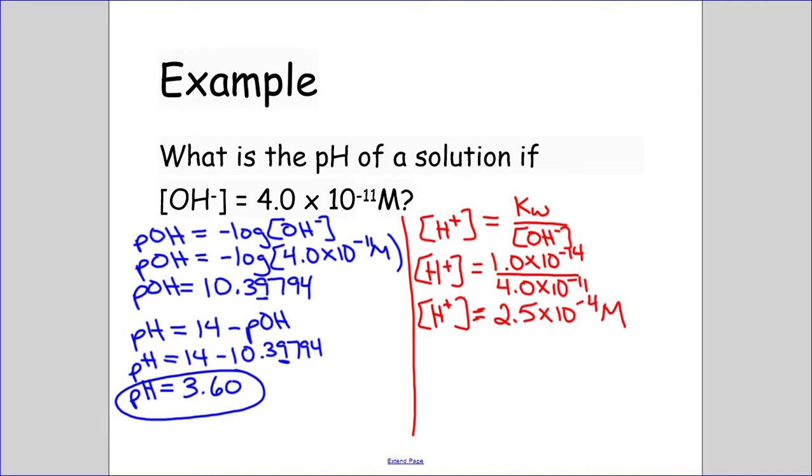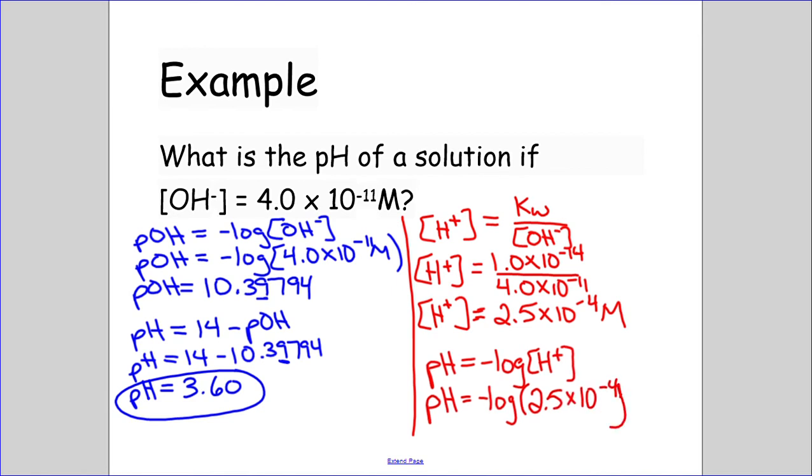Then after that, I have the hydrogen ion concentration, and now I have to go to the pH value. pH is the negative log of my hydrogen ion concentration. So it's the negative log, and I'm plugging in that 2.5 times 10 to the negative 4 for a value, and I'm finding that the pH, when I punch in my numbers, gives me 3.60, which is really good because that's exactly what I'm looking for. So it doesn't matter which way you go, you end up getting the correct answer.